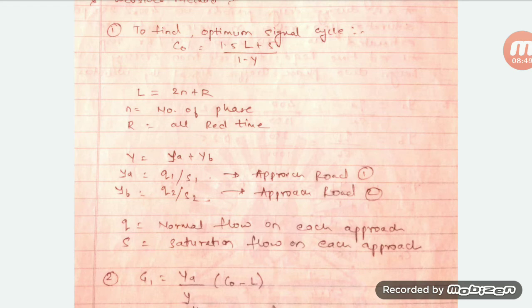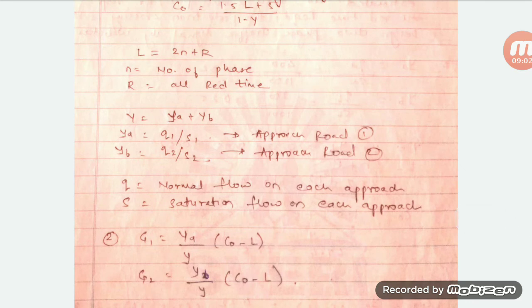YA is equal to q1 upon s1, that is for approach road 1. YB is equal to q2 upon s2, that will be for approach road 2, where q is the normal flow on each approach, that is the normal flow on each road. If there are two roads, then q1 is the normal flow on road number 1, and q2 is the normal flow on road number 2.